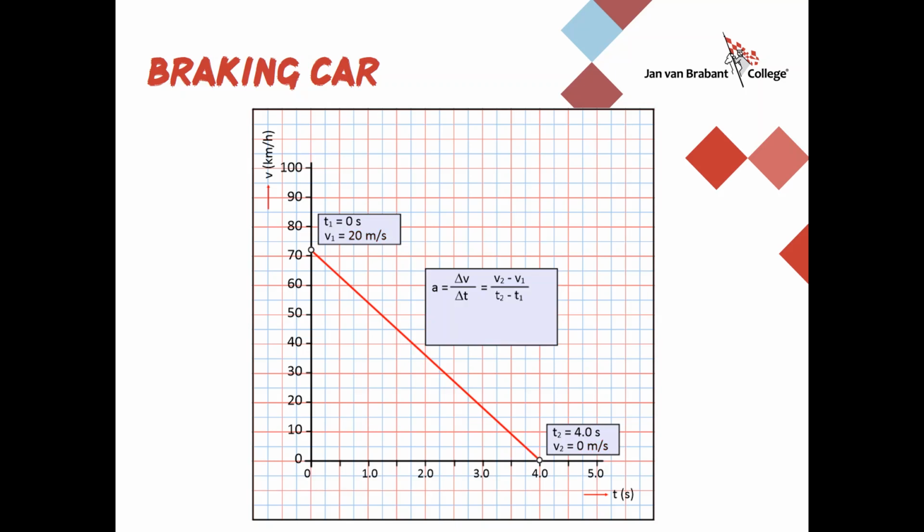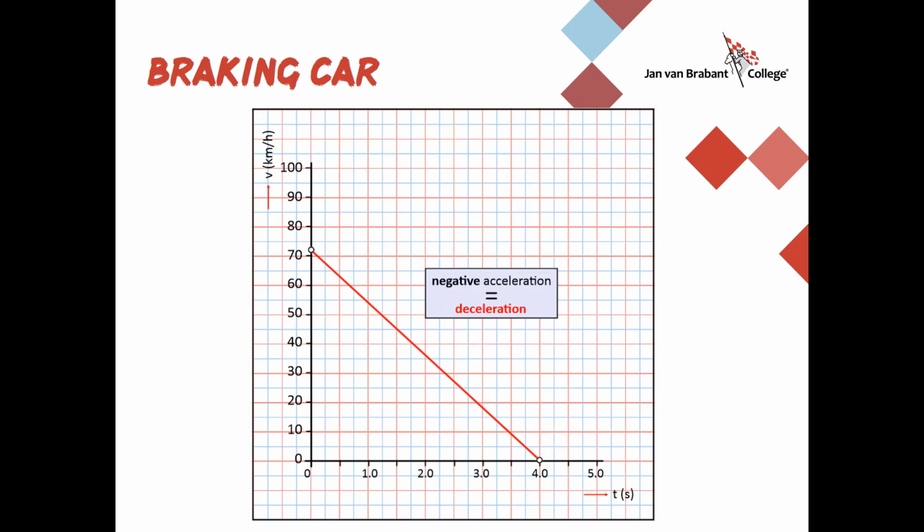The acceleration is equal to the change in speed, delta v, divided by the time duration, delta t. When we use these numbers for v1, v2, t1 and t2, we get the following: 0 minus 20 divided by 4.0 minus 0, which is equal to minus 5.0 meters per second squared. And as you can see, the acceleration is smaller than 0. It is negative. A negative acceleration is also called deceleration, as you may have guessed.